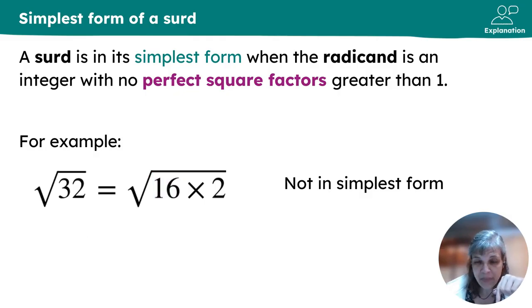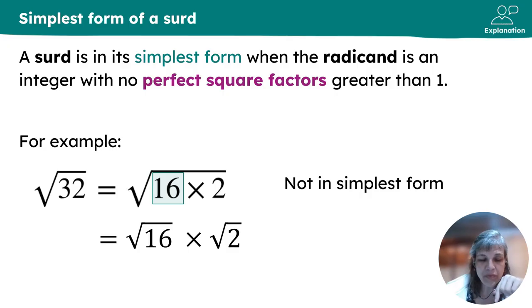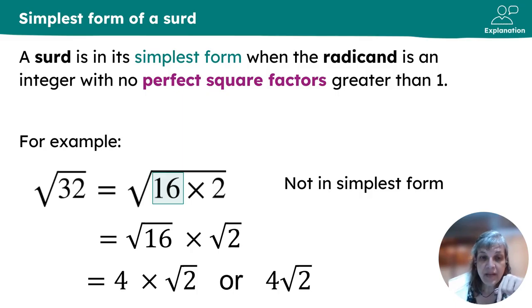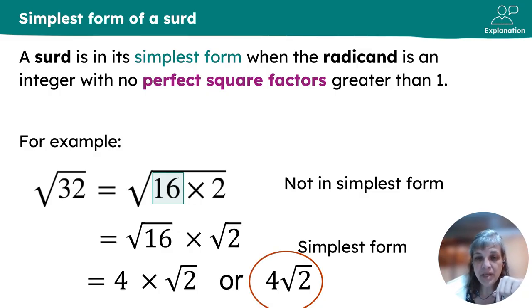So if it's not in simplest form, the idea is that the number which is the perfect square, we take it out from under the root by writing it as two different roots, and that root 16 can be just 4. You end up with a composite number there with a coefficient and the surd called 4 root 2. That number now would be simplest form of the root of 32.